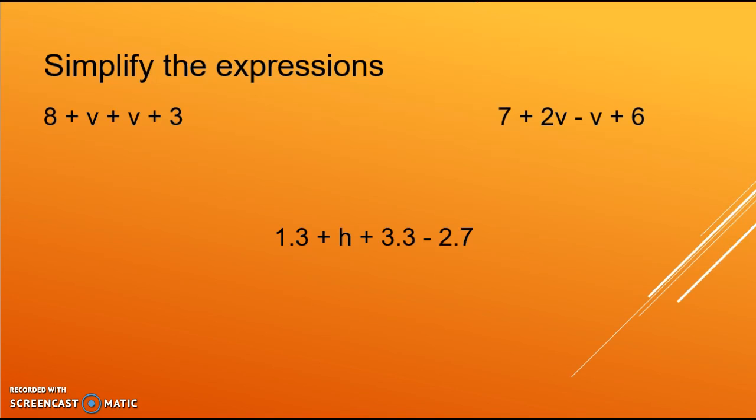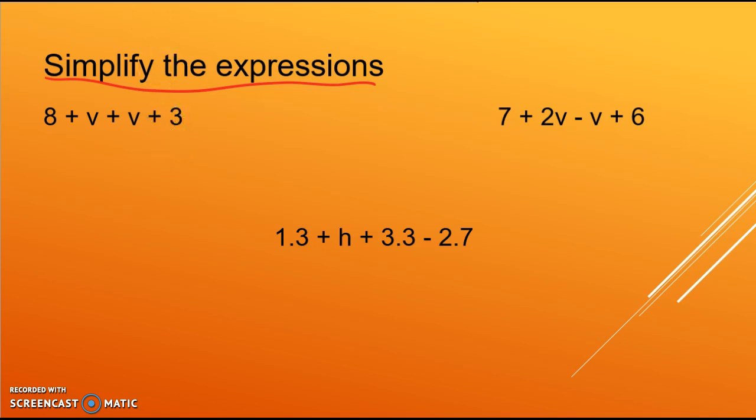Alright, here we go. Our first instruction says that we need to simplify our expression. Remember, if we simplify, there's a couple of rules. We need to find our like terms first of all. Then we need to combine them, and whatever sign we start with is what sign we're going to end with. So for these first ones, we have 8 plus v plus v plus 3.